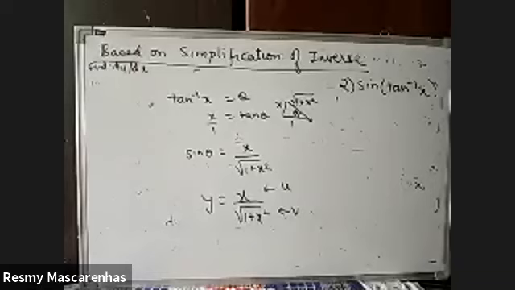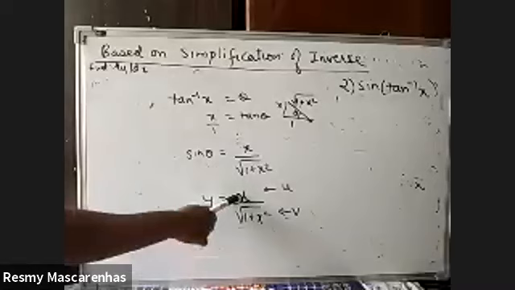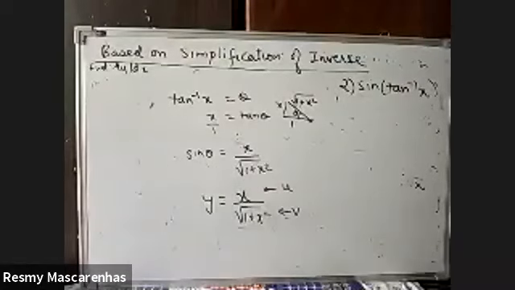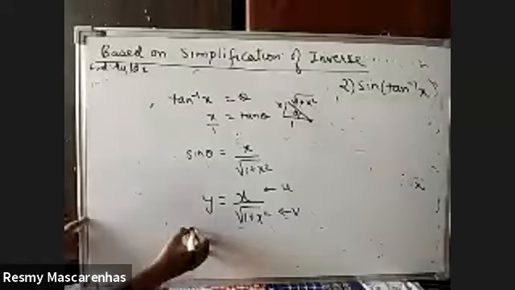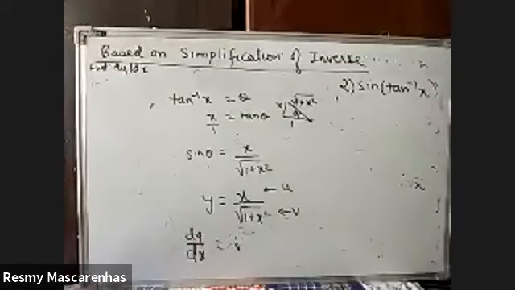Okay, so u upon v form. So find the derivative, dy by dx. It is v into derivative of u minus u into derivative of v, upon v square.